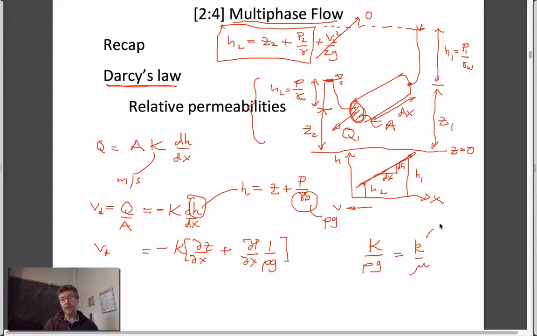So I guess I could write those things. This is permeability. It's in units of meters squared. This is hydraulic conductivity. It's in units of meters per second, length over time. This is what? Dynamic viscosity, I guess.